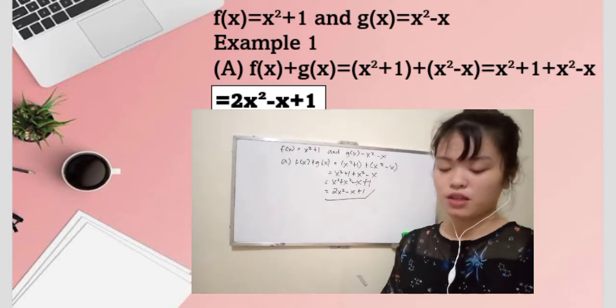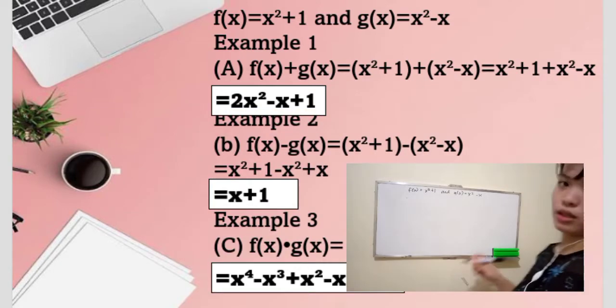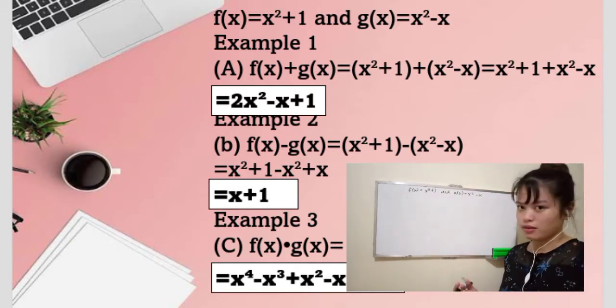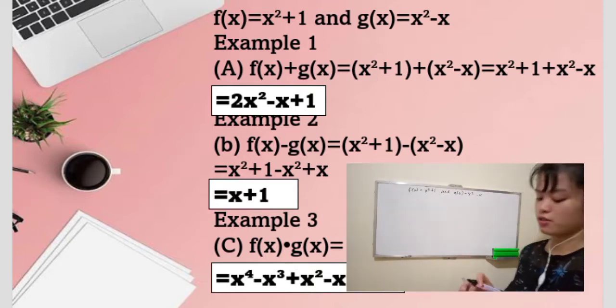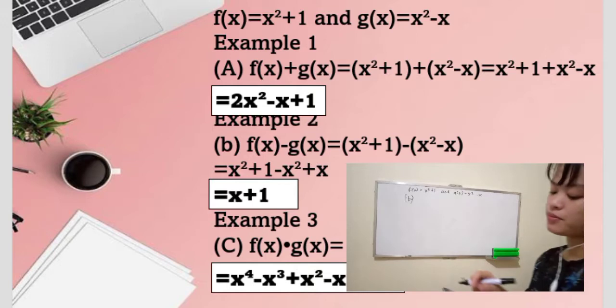So, yun yung pinaka-final answer niya. So, for our next example natin, gamitin lang din natin yung given natin kanina, pero in different formula. Gawin natin difference function. So, magiging ito na yung second example natin.